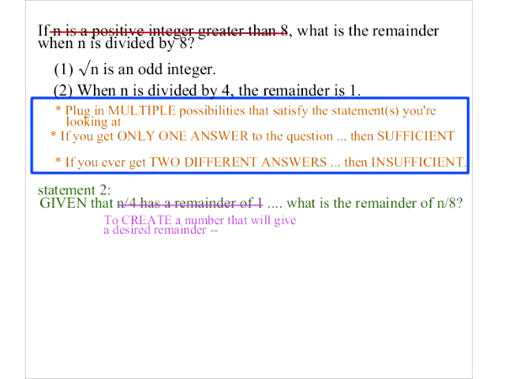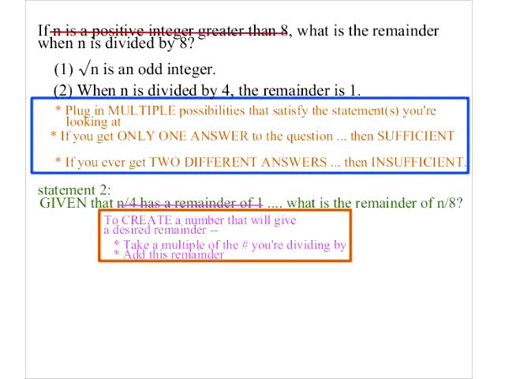I think that's called the divisor. But yeah, take a multiple of the number you're dividing by and then add this remainder. Super important takeaway. So, Omar, remainders can't be negative. I don't know if that's what you're asking, but remainders are always positive numbers.